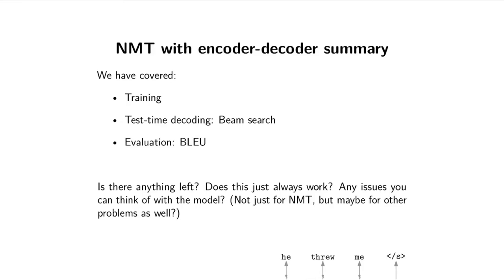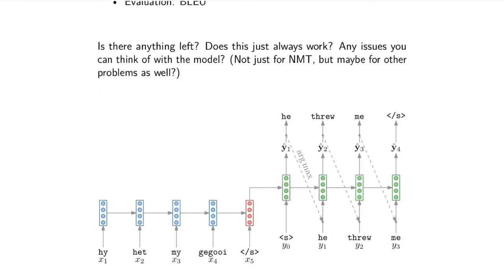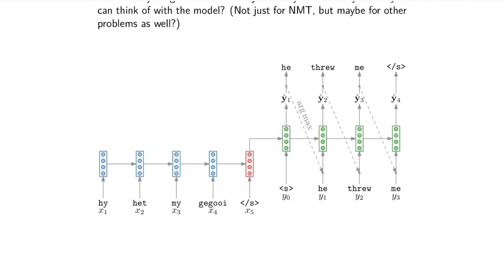Okay. So is there anything left? You guys have actually picked up on a number of issues with this model already. With this approach, beam search tries to solve one of the problems. But you guys have thought about a number of issues already, so let me just spoil it for you. The one crucial problem with this model, with just encoder-decoder, is the following.